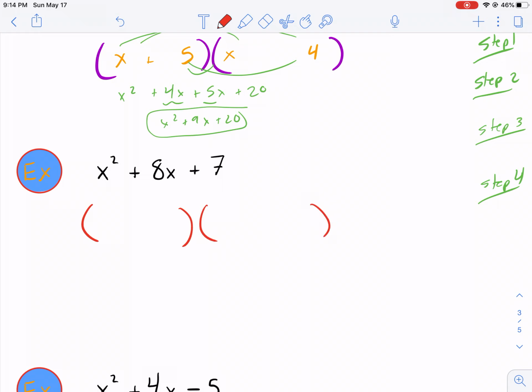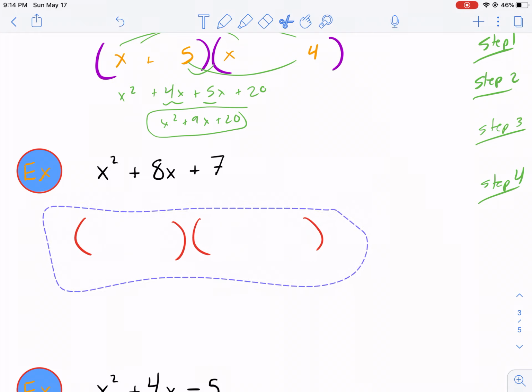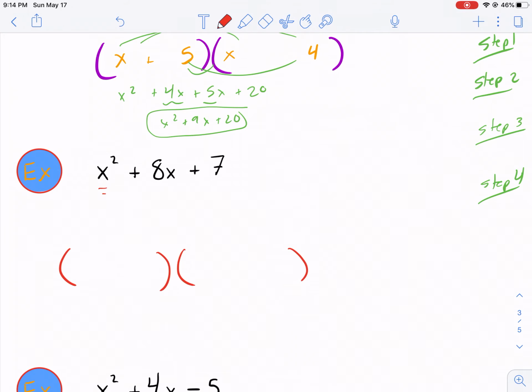So the first thing I always like to do is put parentheses. And the reason why I put parentheses is because I notice we have 1, 2, 3 terms. And the reason why we go into 2 parentheses, 2 binomials, is none of these have a common factor. There's no greatest common factor among all 3. If there's no GCF, then you have to put it into something like this.